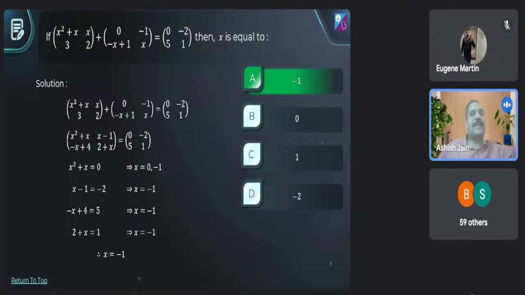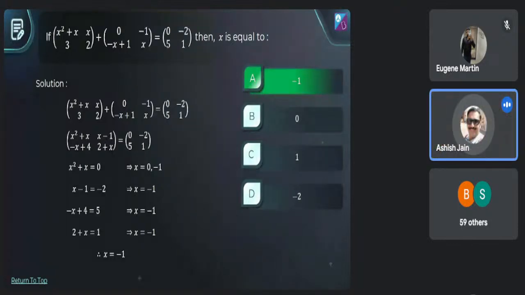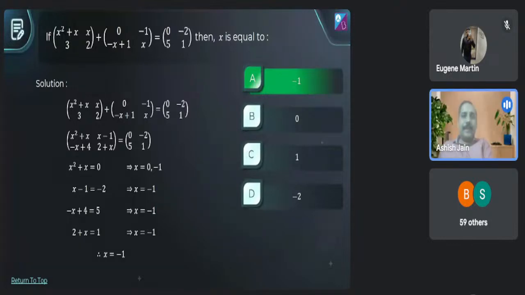We have to find the value of x. Now you see that the dimensions of both the matrices on the left hand side are the same, which is 2 rows, 2 columns. That means they can be added, and after adding, I'll obtain the right hand side part. So I can equate them together.